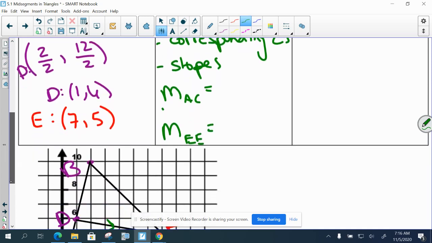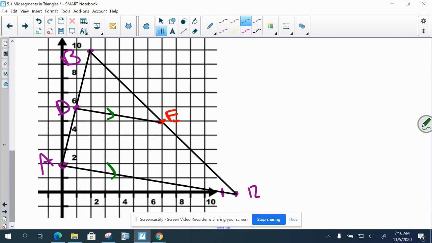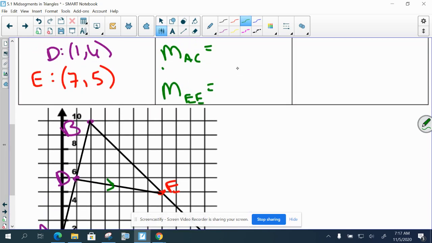So I am just going to use rise over run. To get from A to C, we would go down 2 and over 12. So that would be down 2 over 12, negative 1/6. So the slope of, I think this is supposed to say DE, should be the same. So we would go down 1 over 6, because this is at 7. So down 1 over 6.